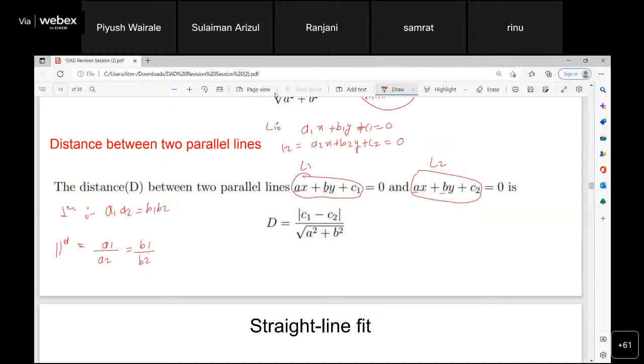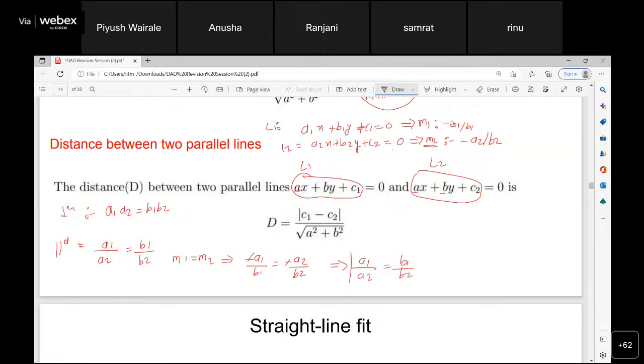Okay, so tell me, what is the slope of these lines L1 and L2, in terms of A1, B1 and C1? Minus A1 by B1 is M1, right? And what is M2 in this case? Minus A2 by B2, right? Now, for parallel, M1 is equal to M2. So minus A1 by B1 equals minus A2 by B2, right? So minus minus will get cancelled. So basically A1 upon A2 equals B1 upon B2, right?